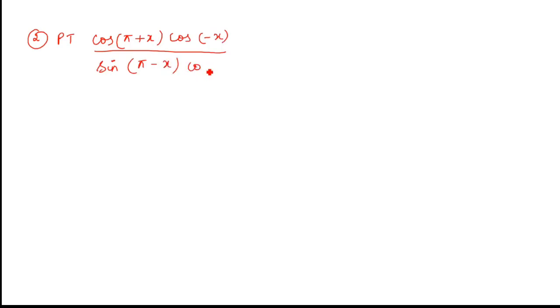The second question, proving part. Prove that cos of (pi plus x) cos of (minus x) whole divided by sine of (pi minus x) cos of (pi by 2 plus x) is equal to cot square x. Now, we require the allied angle concept.